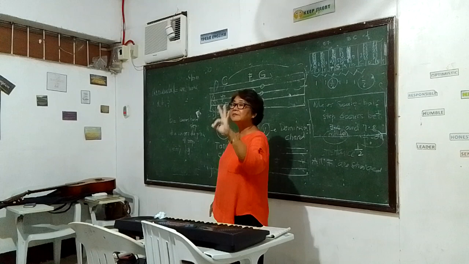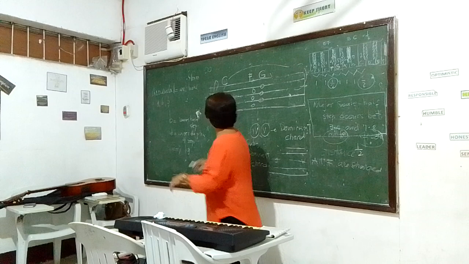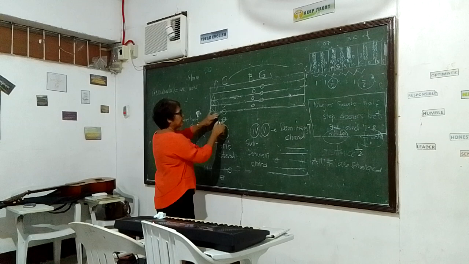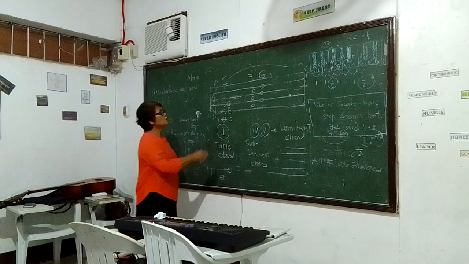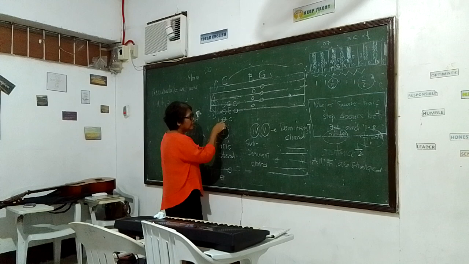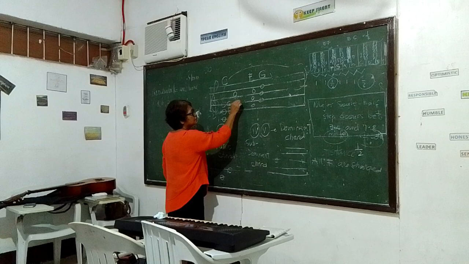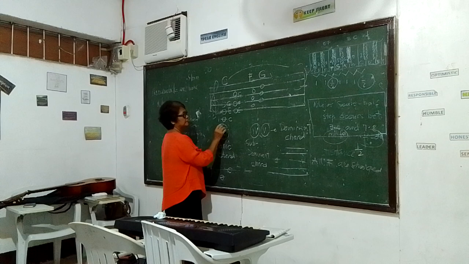There are three placements in every chord. What letter is this? C. Then E, then G. If you start with E, that's possible too: copy G, and put C on top. E, G, C. Root position.